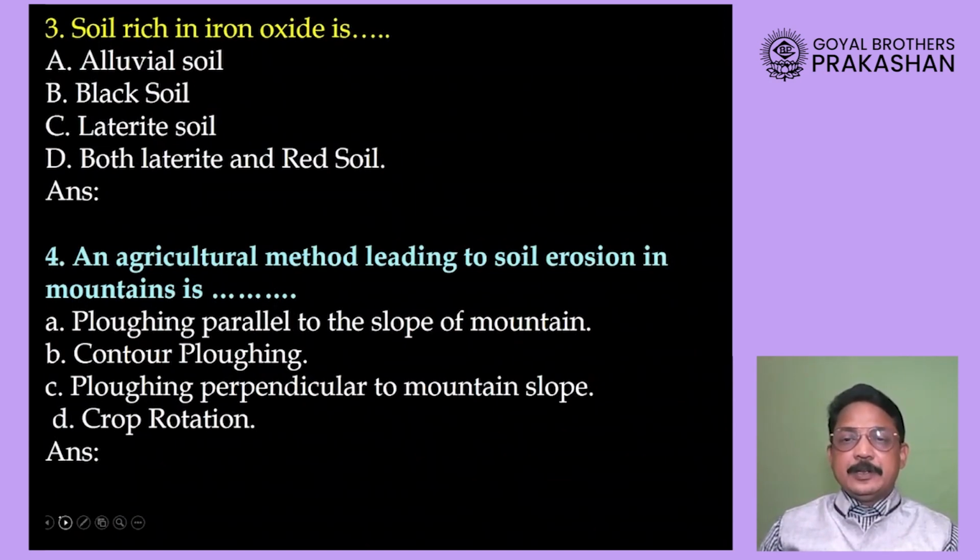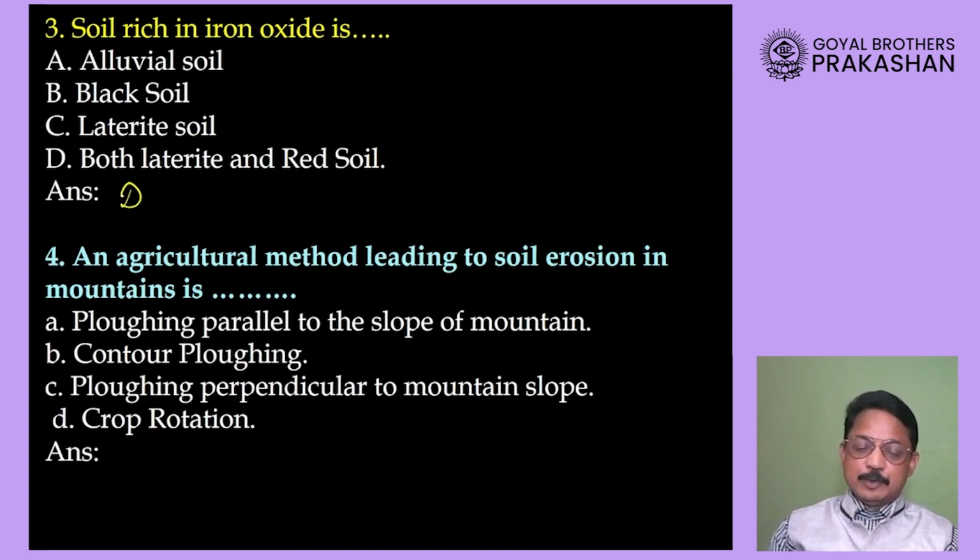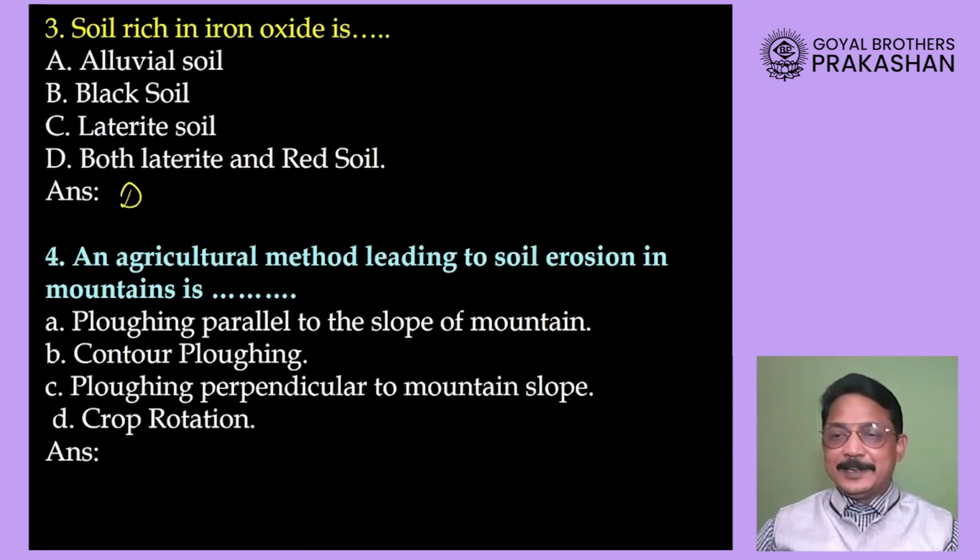Which of the soils is rich in iron oxide? Alluvial soil, black soil, laterite soil, both laterite and red soil. The answer is both laterite and red soil. The reason is both of them are red in color, and the red color is due to the presence of iron oxide. Question 4. An agricultural method leading to soil erosion.